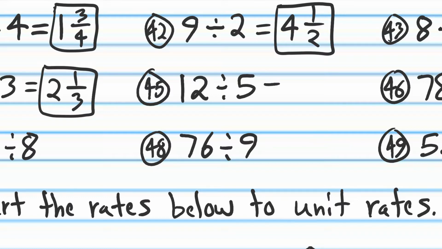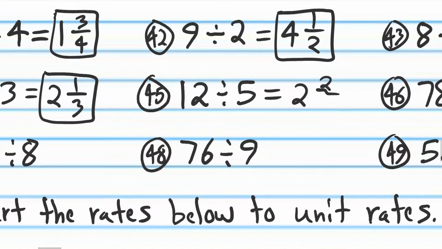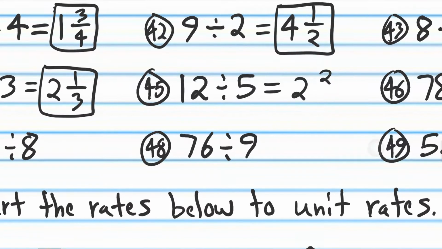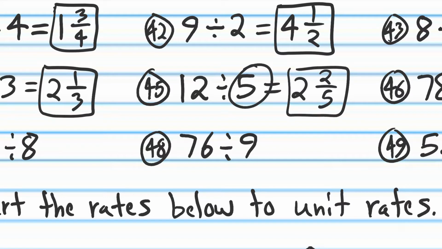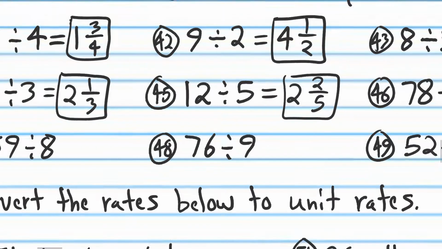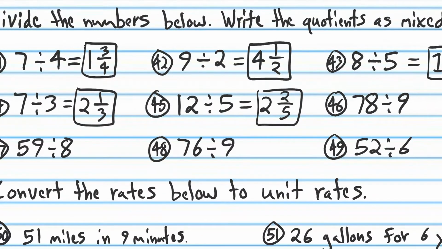All right, we're back. 5 goes into 12 2 times. 5 times 2 is 10. So 12 minus 10 is 2. And the divisor, which is 5, goes in the denominator. Again, this is the divisor, so it goes in the denominator. That's the way it works every time. So if you got 2 2/5, good job.